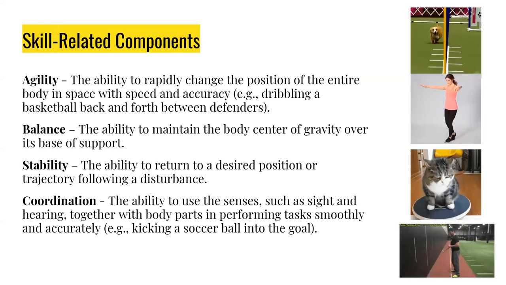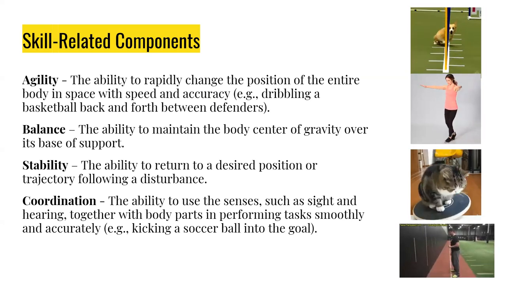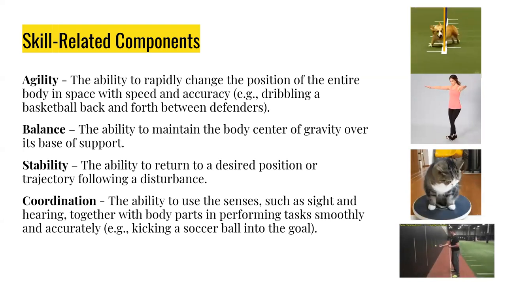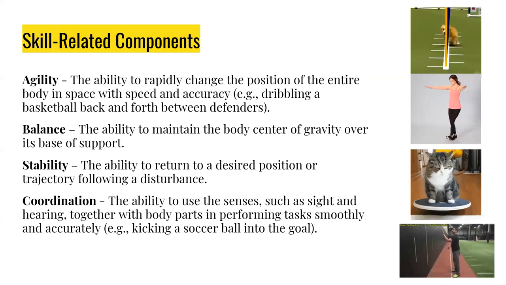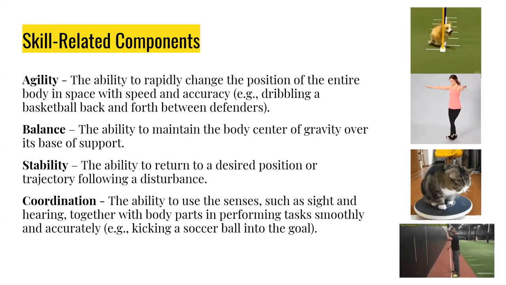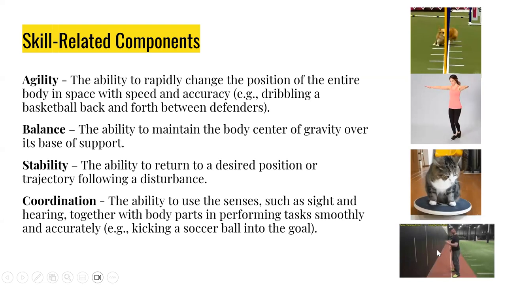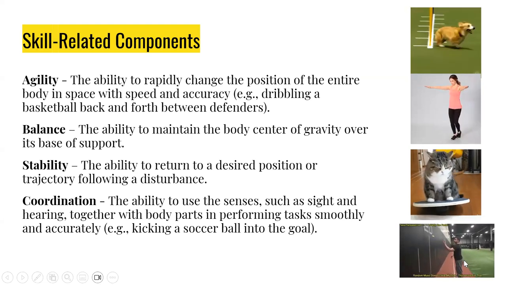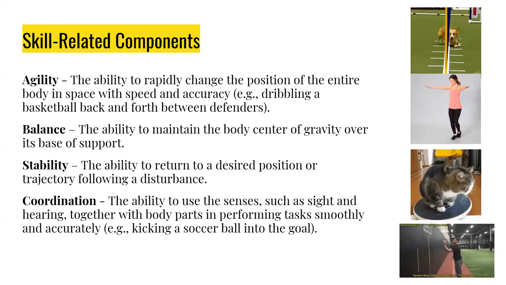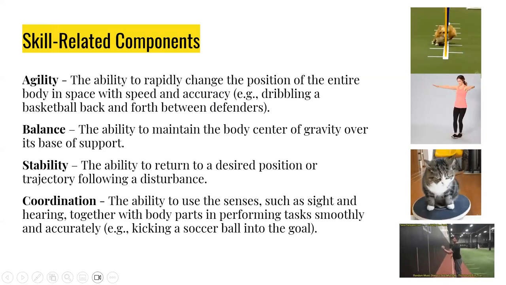And coordination, that's the ability to use the senses, such as sight and hearing, together with body parts in performing tasks smoothly and accurately. An example of this is the tennis ball toss test that we're going to be performing today in lab, where you'll be standing in front of a wall. You're going to toss the tennis ball back and forth between left hand and right hand to the wall and back, successfully catching each throw, to test coordination.